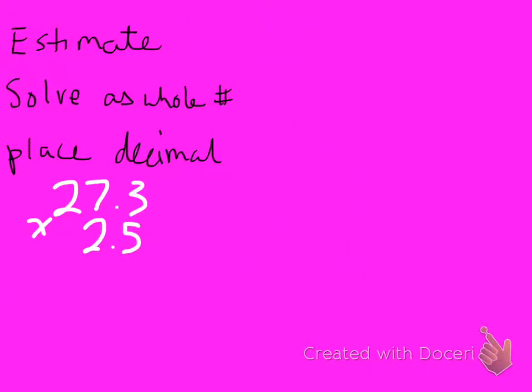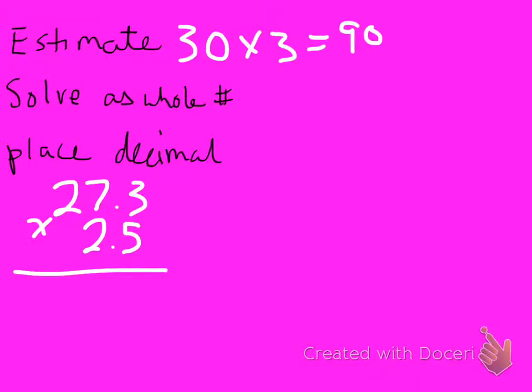Let's say 27 3/10 times 2 5/10. So again, I make my estimate first. 27 3/10 is pretty close to 30. 2 5/10 is pretty close to 3. 3 times 3 equals 9. Add my 0. So I know my answer is going to be close to 90.